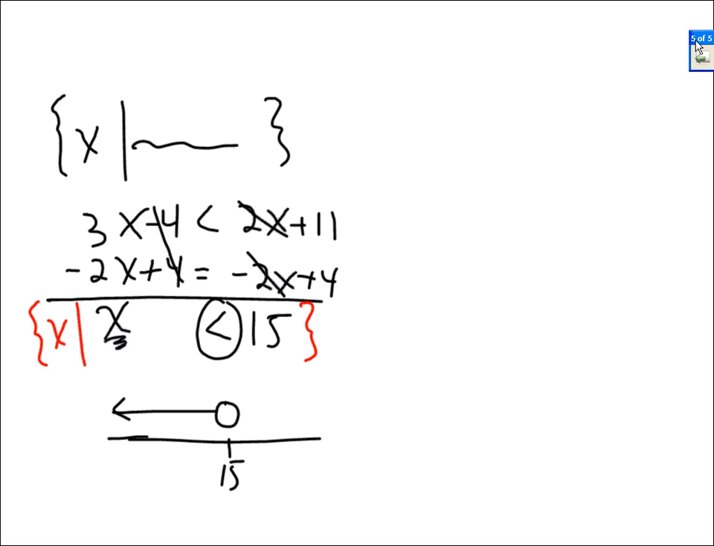And the interval notation, well, it goes from all the way to the left, which is negative infinity, up to 15. Do not include 15 because it's an open circle. It doesn't say equal. And never, ever include infinity or negative infinity. So there's another answer.